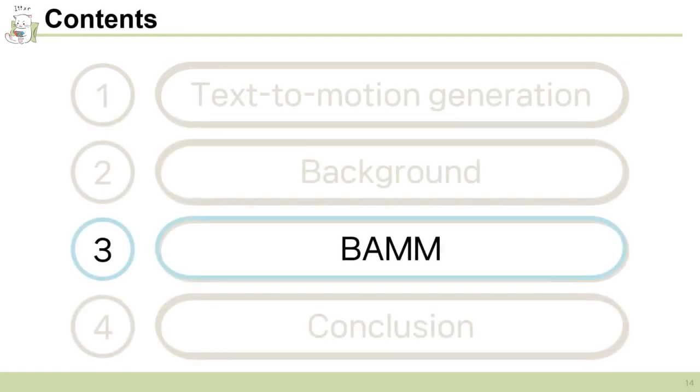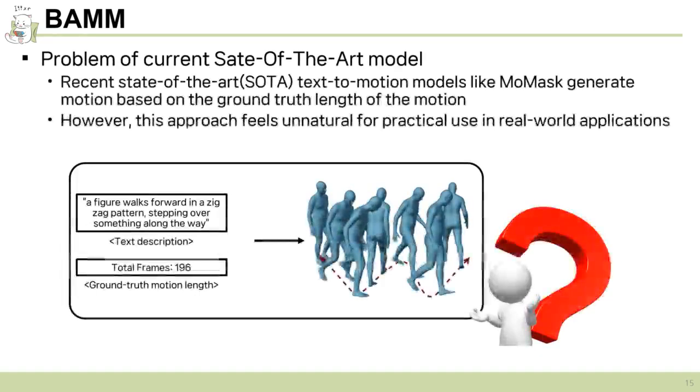Now let's move on to BAMM, the Bidirectional Autoregressive Motion Model. This model was developed to address limitations in existing state-of-the-art methods like MoMask. BAMM focuses on improving the complexity and practicality of motion generation, especially in scenarios where ground truth motion lengths are unavailable or unreliable. Existing models such as MoMask rely heavily on the ground truth length of the motion for generation.